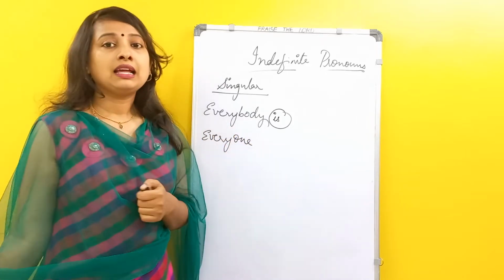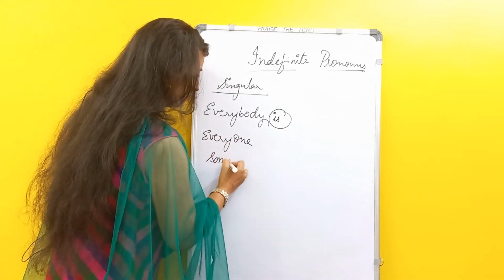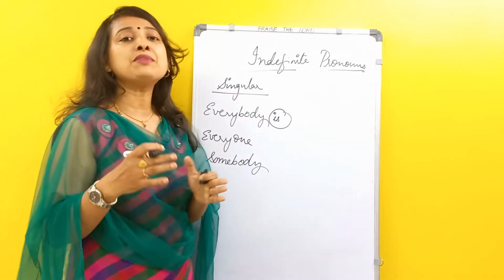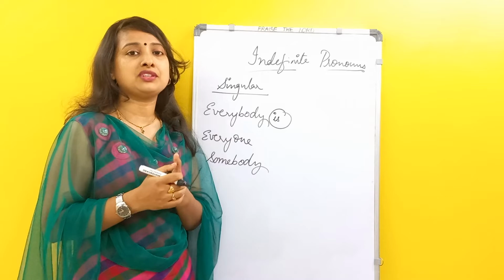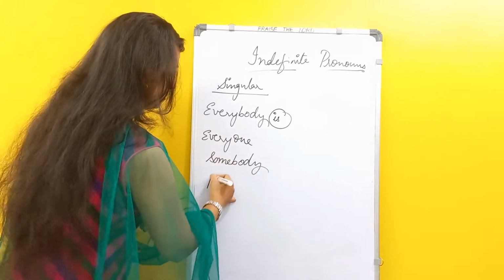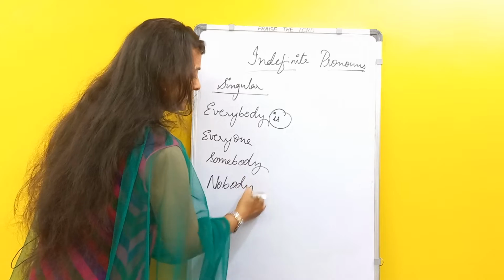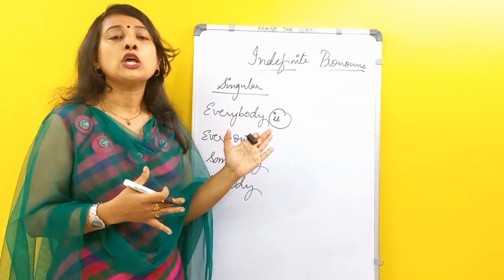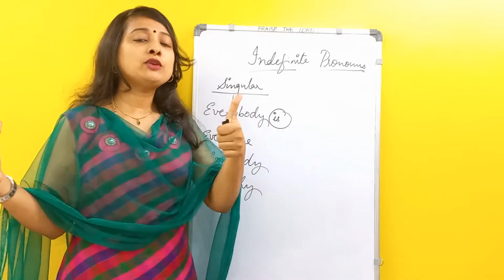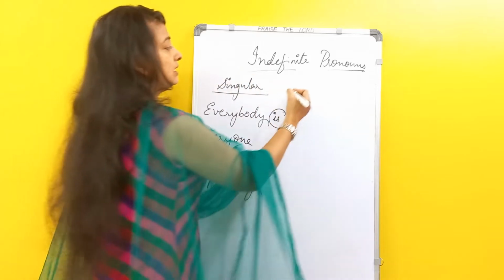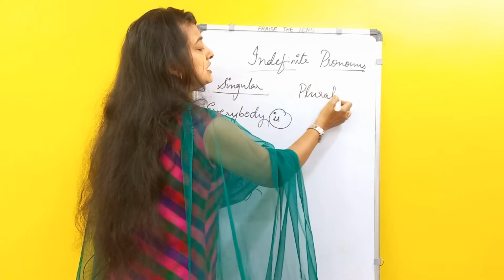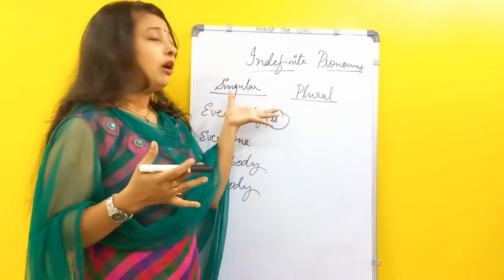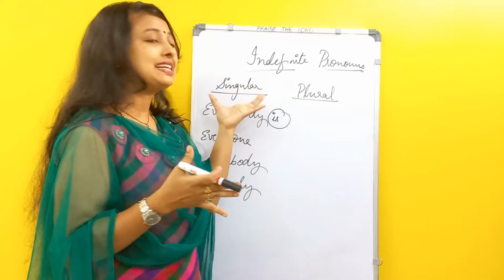Everyone, somebody. Somebody is mischievous. We don't say somebody are mischievous. Nobody. So these are words which are used in the singular sense. Though they are about many, you will be using them in a singular sense only. All these which come as a single unit are taken as singular only.